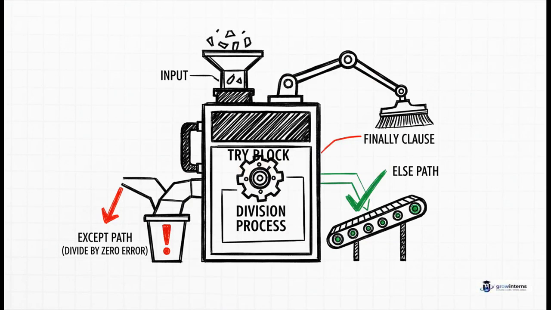So let's see a function that puts all of this together. We've got our try to do the division. We've got an except specifically for zero division error. We've got an else for when it works out. And at the very end, we have a finally clause. So let's put this thing to the test and see how it behaves in a few different situations.